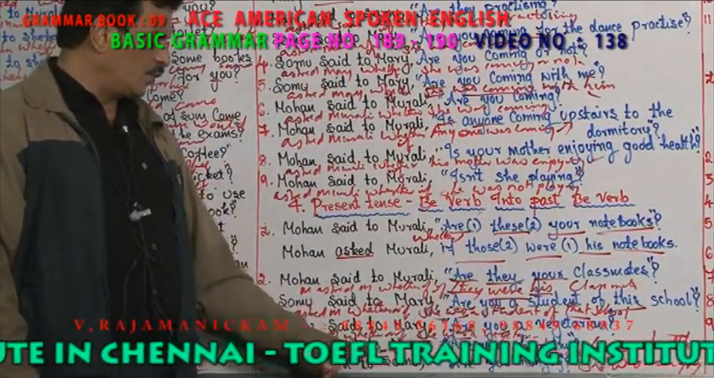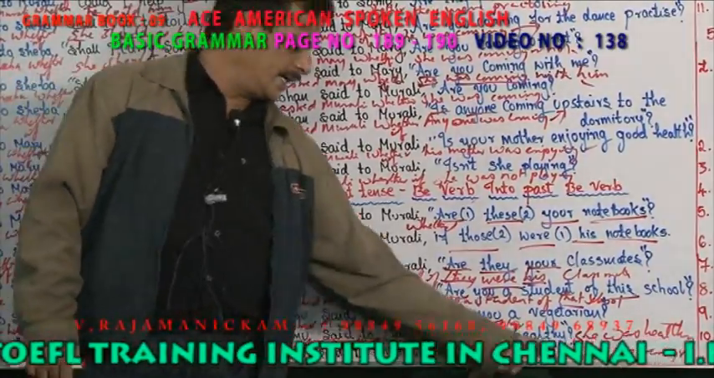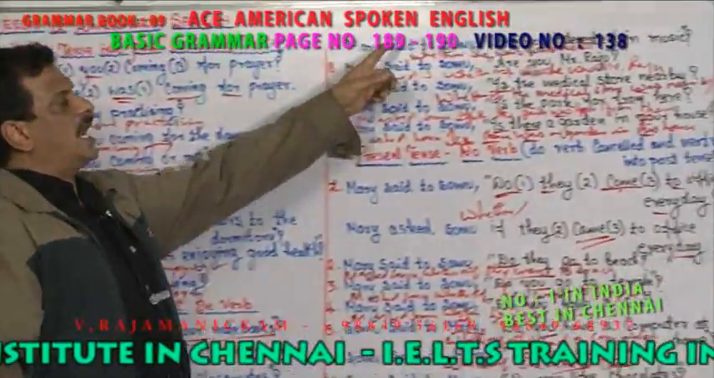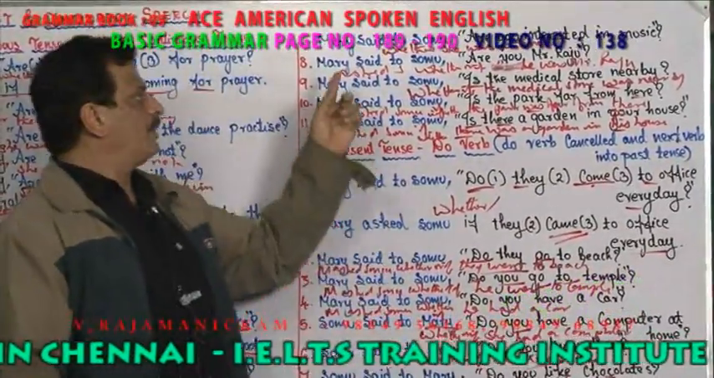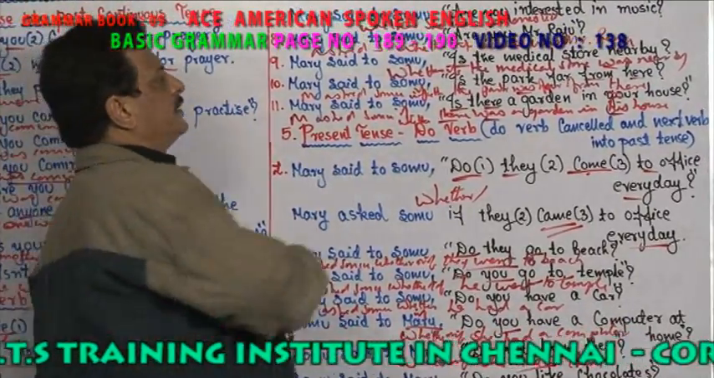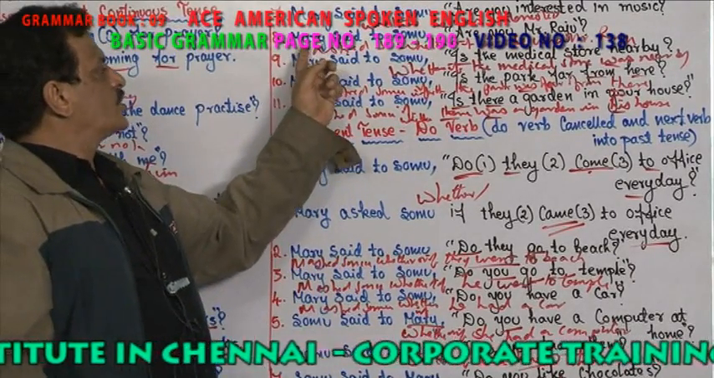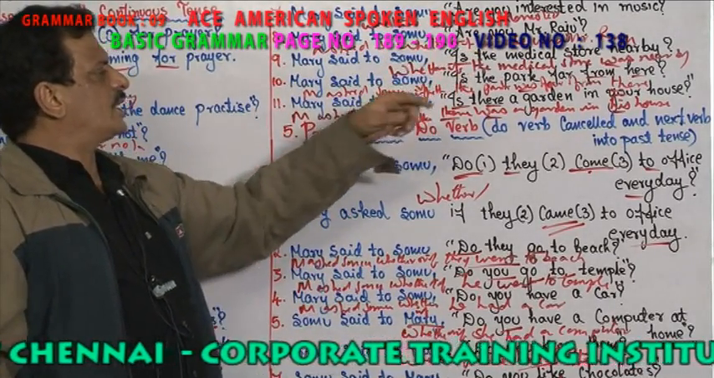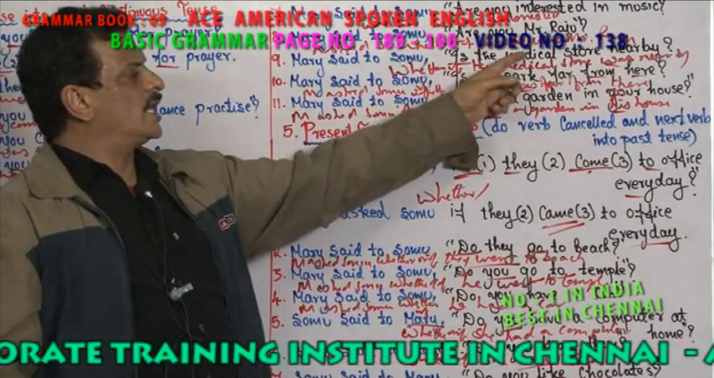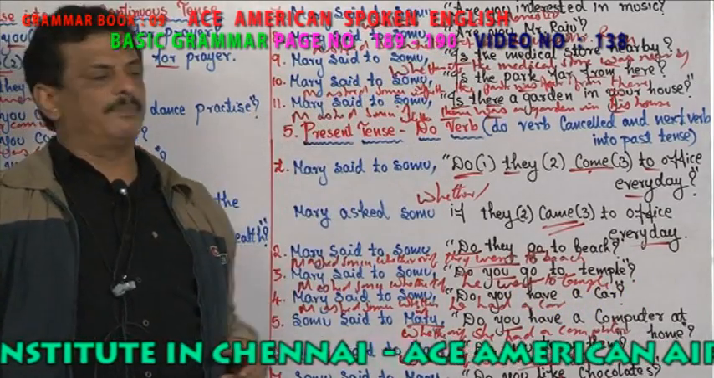Mary said to Somu, are you hungry? So Mary asked Somu whether she was hungry. Next, Mary said to Somu, are you interested in music? So Mary asked Somu whether he was interested in music. Mary said to Somu, are you Mr. Raju? So Mary asked Somu whether he was Mr. Raju.